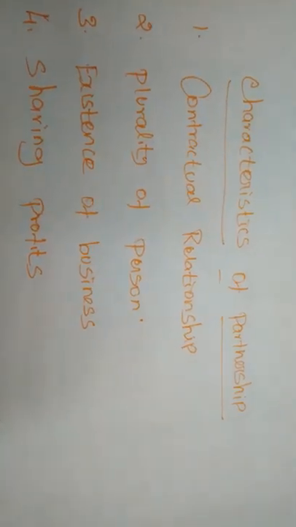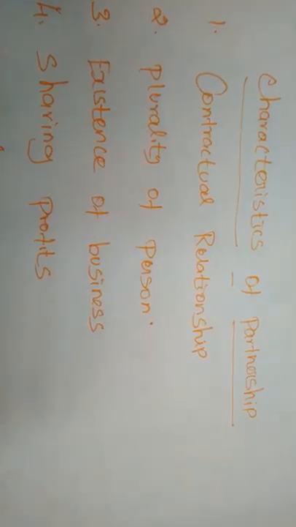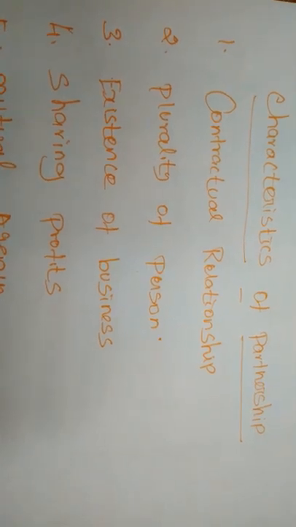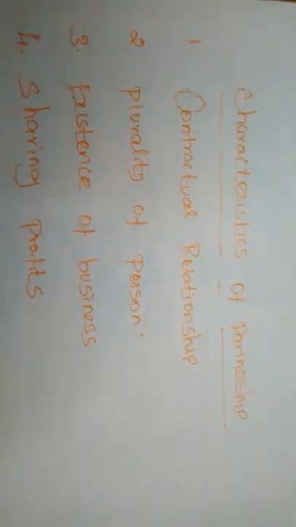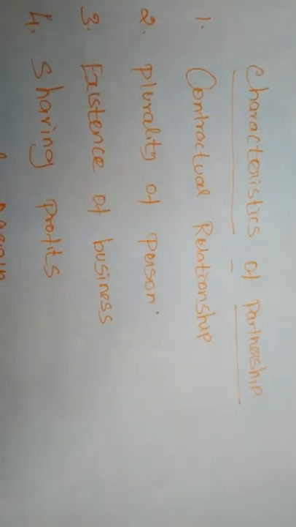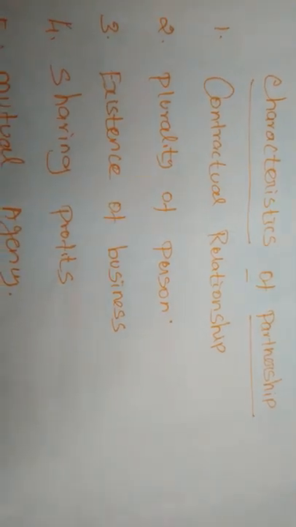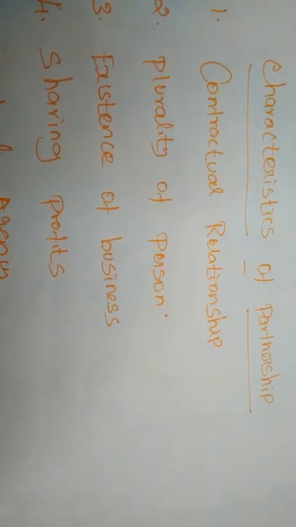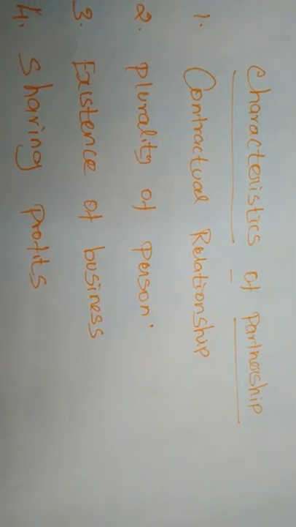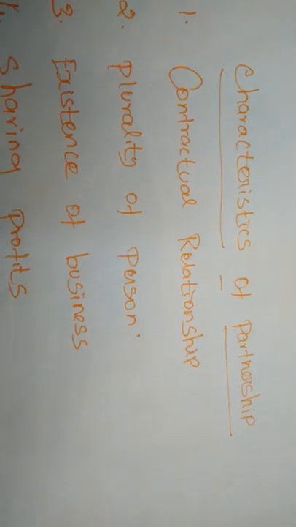Consequently, persons not competent to contract, such as a minor, cannot be partners. In this partnership organization, the minor partner will not come to an agreement, because the minor does not have the right to sign the agreement. So only on the basis of the contractual relationship can we make a partnership organization.